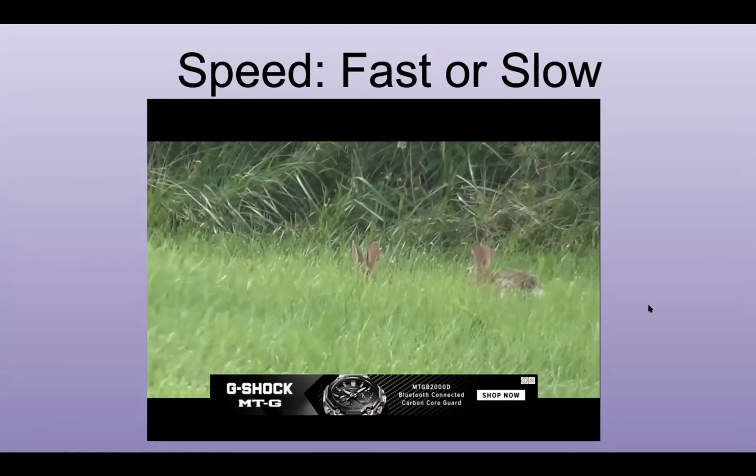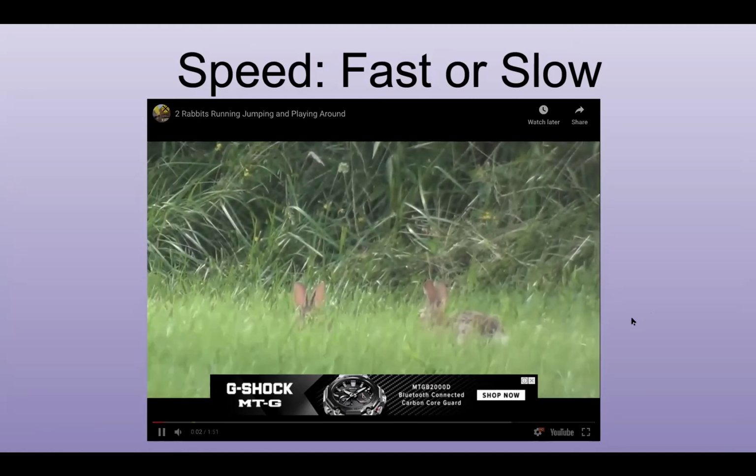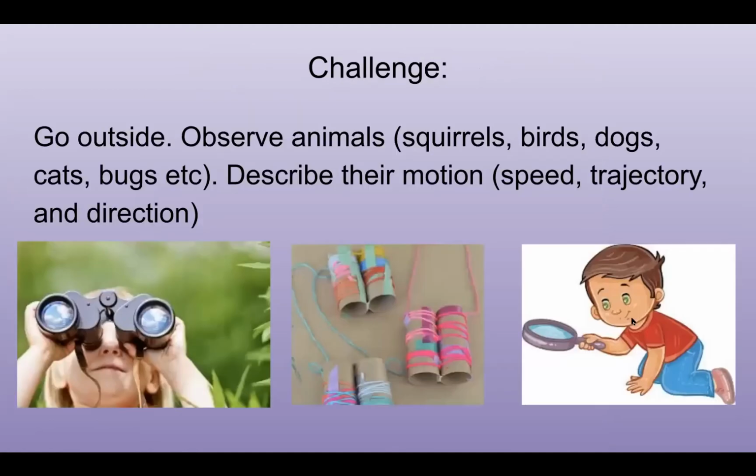So we're gonna go ahead and stop it there, and we'll move on to our last slide. Our last slide is a challenge. I would like for you guys to go outside if you can and observe animals, whether it's squirrels, birds, dogs, cats, or bugs, and describe their motion. So think about their speed. Are they fast, or are they kind of slow? Think of their trajectory. Are they moving in a straight line, zigzag, or in a circular path? And then think about directions. Are they going up or down, left or right? So just watch things around you and describe their motion.